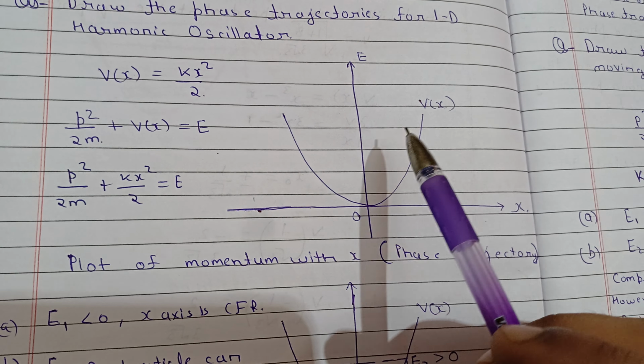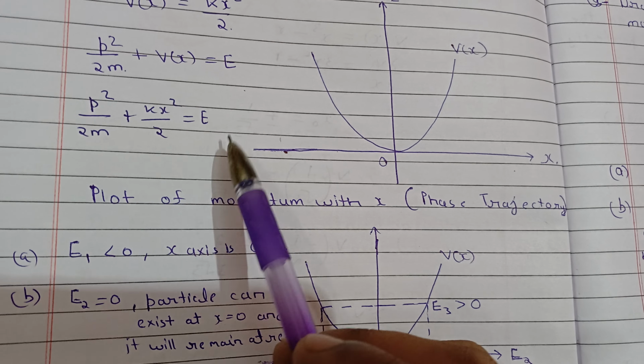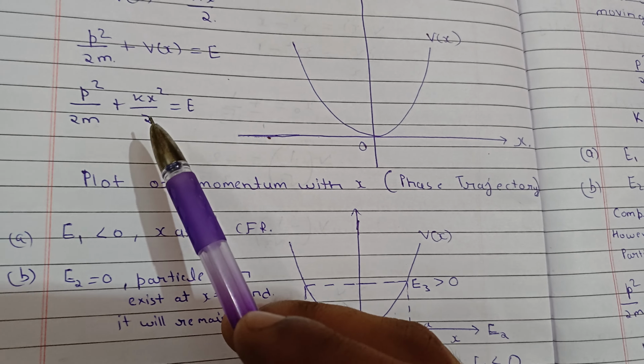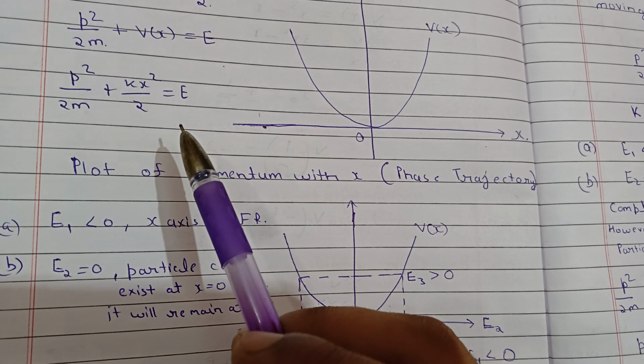Now first write this equation. Total energy E equals P square by 2m, which represents the kinetic energy, plus V(x), the potential energy. So V(x) is nothing but this. If we plot P and X on the Y and X axes, then we will get an elliptical structure, because it is the equation of an ellipse. So how can we plot this? Let's try to plot and see if it will be an ellipse or not.